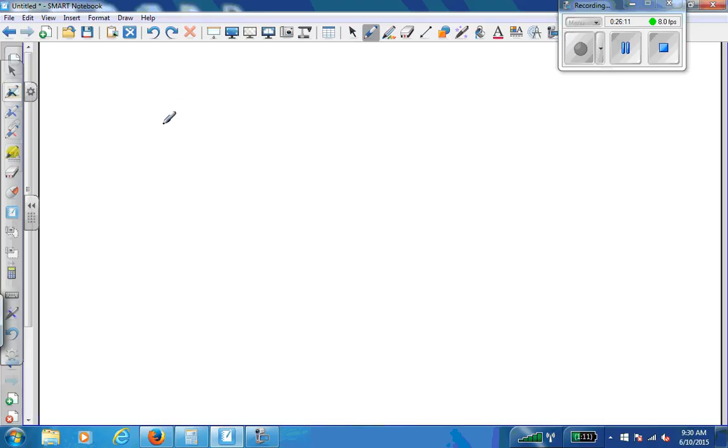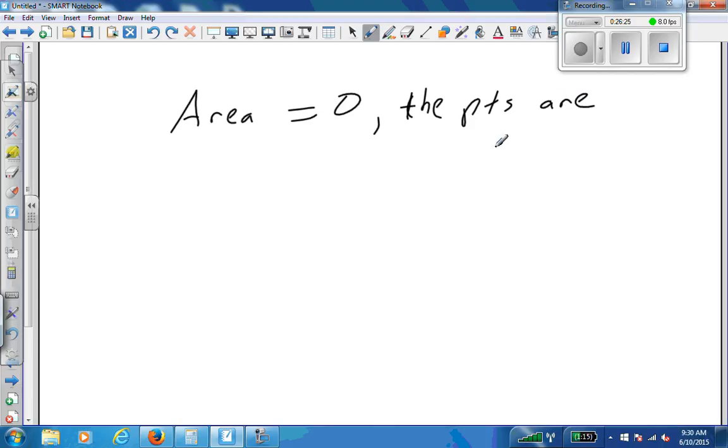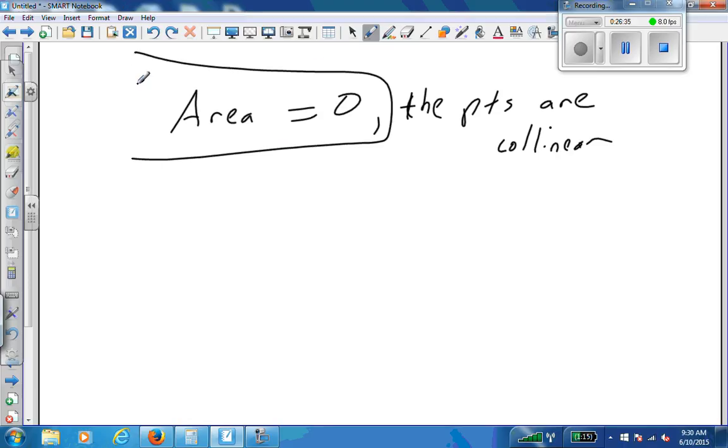So if we calculate that and get the area to be 0, then the points are collinear. So if we take 3 points, we calculate the area of the enclosed triangle, and we get an area of 0, the points are collinear.